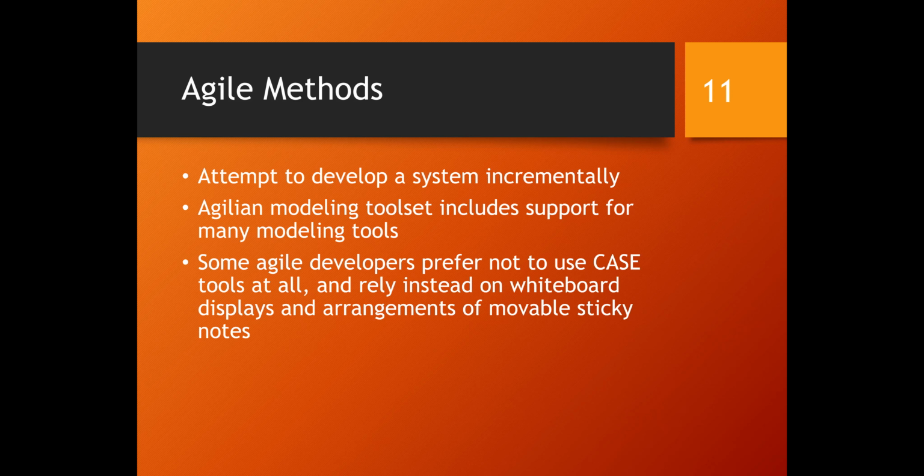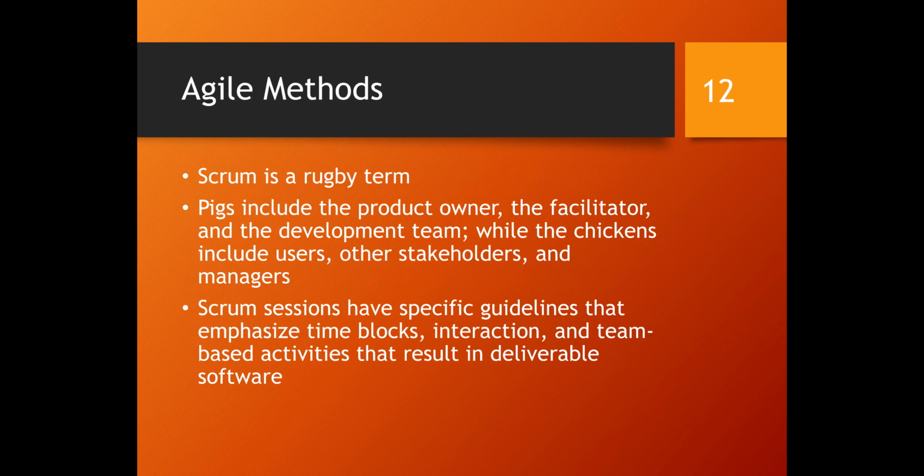For the agile method, they call the team a Scrum. Scrum is a rugby team. So in that team, they have pigs. Pigs include the product owner, facilitator, and the development team, while the chickens include users, other stakeholders and managers, and they go together in the Scrum. Scrum sessions have specific guidelines that emphasize time blocks, interaction, and team-based activities that result in deliverable software.